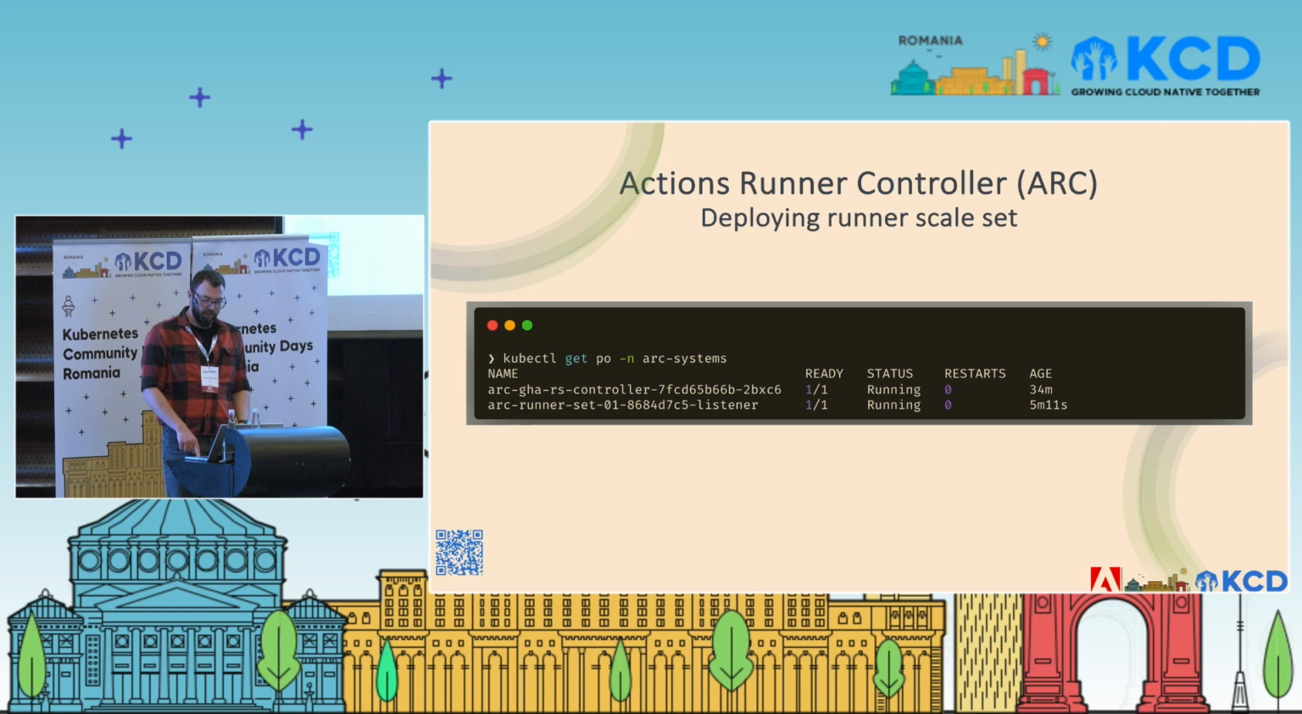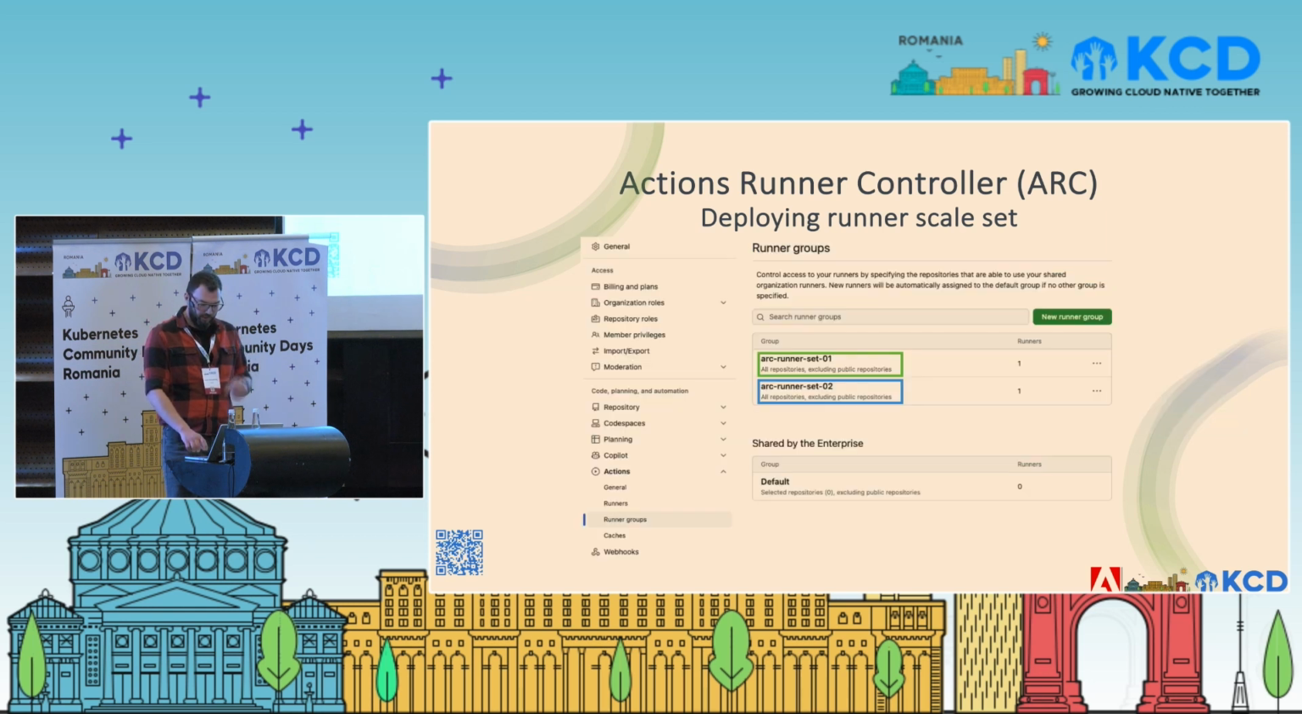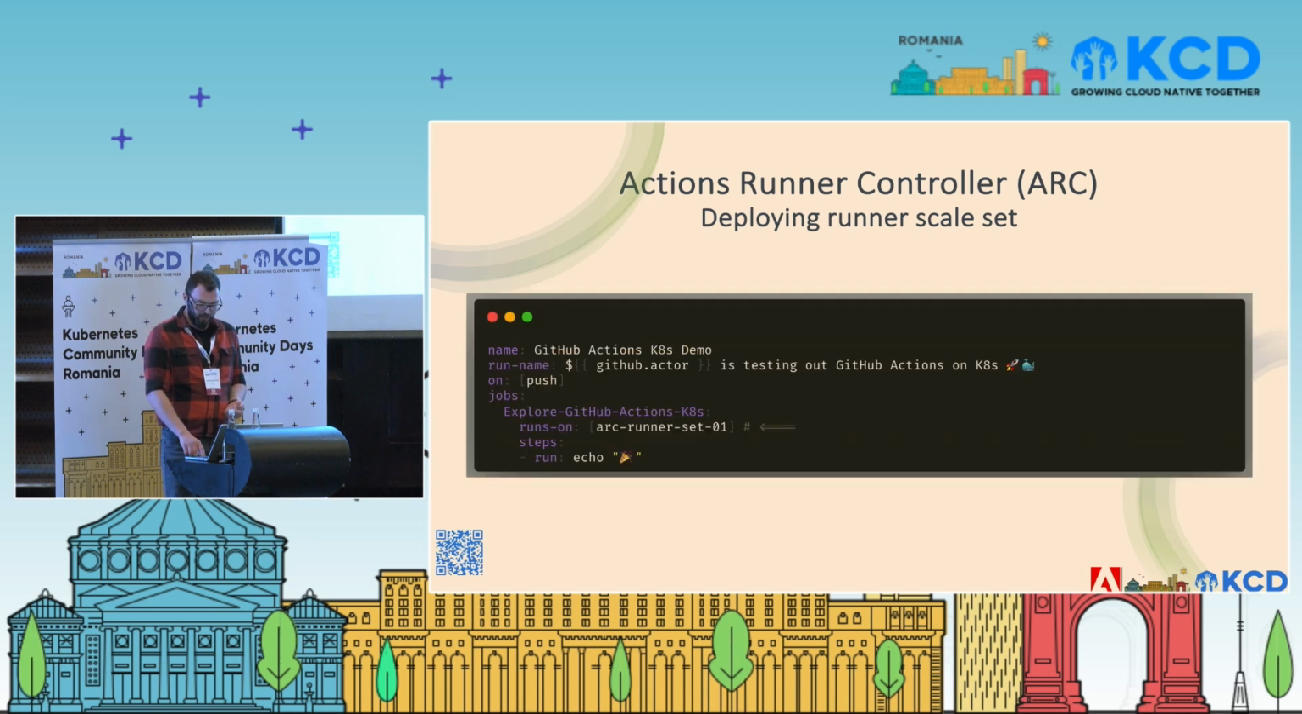After the chart installation, a new listener pod will be created in the ARC namespace, and that will poll for any new workloads. If we install multiple scale sets, for each subsequent one, a new listener pod will be created. The listener stays idle until it receives a job available message from the GitHub Actions service. We now should have the runner sets available in the organization-level runner groups.